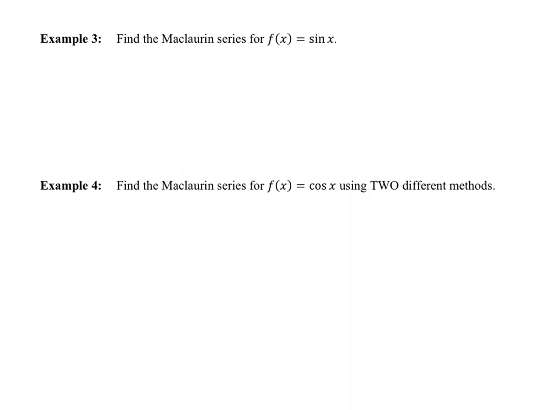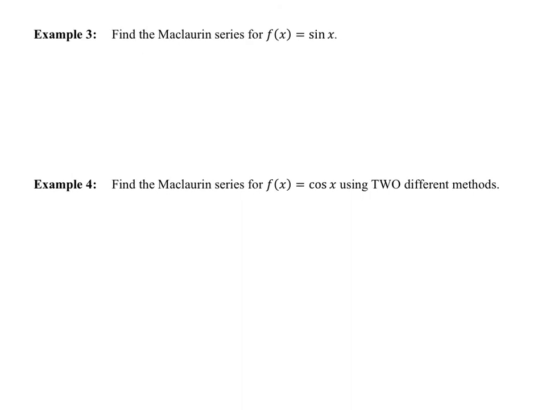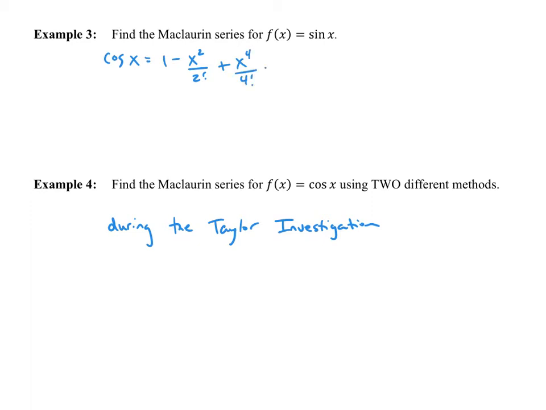Okay, for example 3, we're going to look at sine of x. Now again, we've discussed this. We've also discussed cosine of x. So for example 4, this was during the Taylor investigation, so I'm not going to repeat that. For cosine of x, we have 1 minus x squared over 2 factorial plus x to the 4th over 4 factorial, and so on. With that investigation, we took the time to generate this and look at the patterns, and so I'm not going to redo that. You can look back on that video.